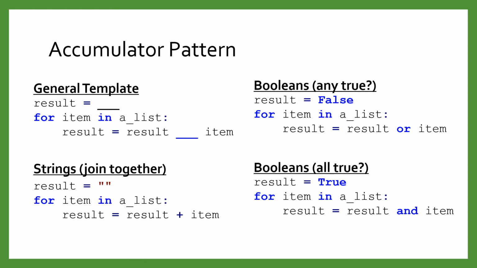If you accumulate strings using addition, you join them together into one big string. If you accumulate booleans using OR, you can ask if any element in the list is true. If you accumulate booleans using AND, you ask if all elements in the list are true. The initial value and the combining operation need to be chosen whenever you use the template. This process of accumulation is also sometimes known as reducing or folding a list.